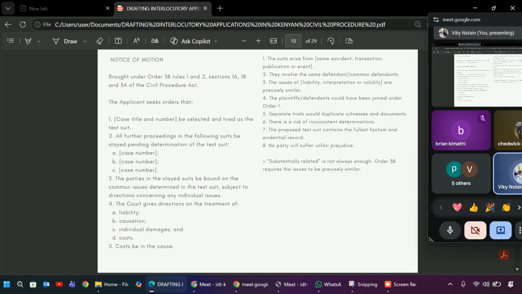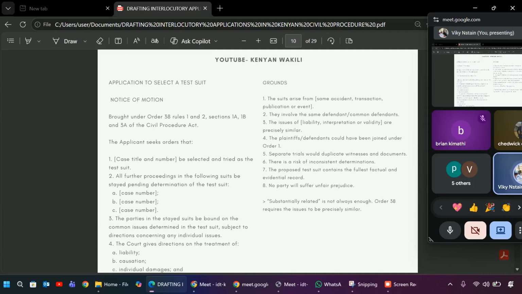So remember, in a notice of motion, after you have said the orders that you'll be seeking, the next thing is to say the grounds upon which you are basing your application. You will tell the court that the suits arise from the same accident, transaction, or publication or given event, and that they involve the same defendant and even common defendants. So the issues of liability, either interpretation or validity, are precisely similar, and that the plaintiffs or defendants could have been joined under Order 1, and that separate trials will duplicate witnesses and documents, and there is a risk of inconsistent determinations. And the proposed test suit contains the fullest factual and evidential record, and that no party will suffer unfair prejudice.